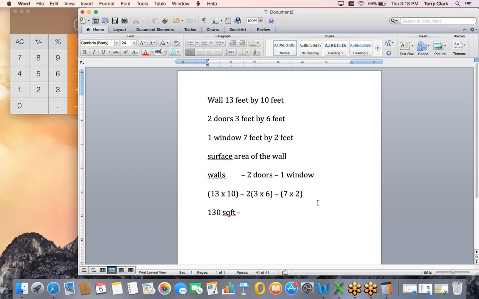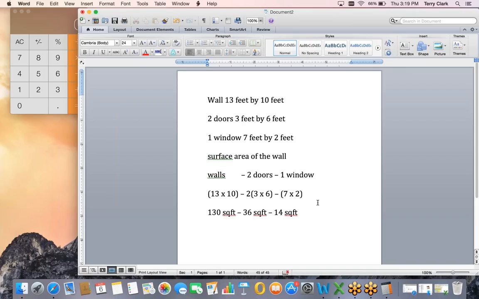And what represents the doors? Well, 3 times 6 is 18, and 18 times 2 is 36. And then the window is going to be 7 by 2, so it's going to be 14 square feet. Okay. So now we figured out what the wall is. The wall is 130 square feet. The two doors is 36 square feet. And the one window is 14 square feet.